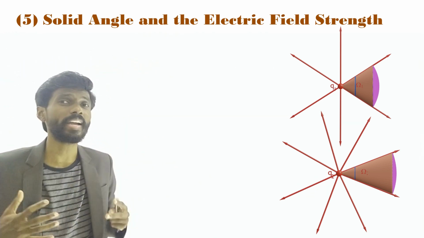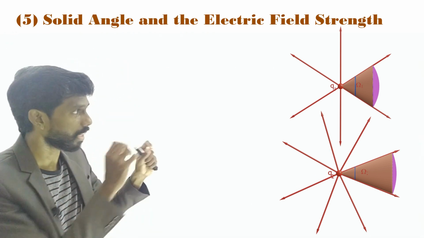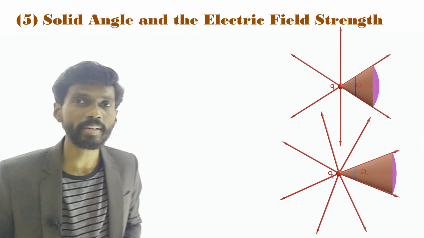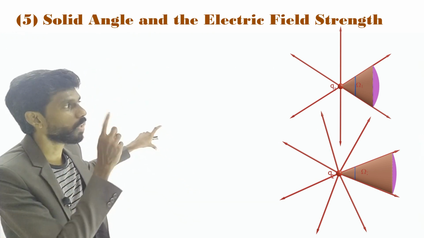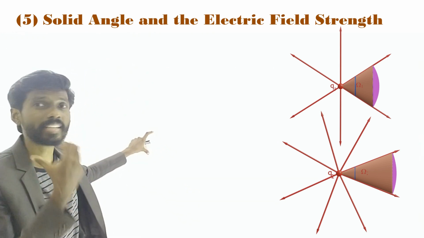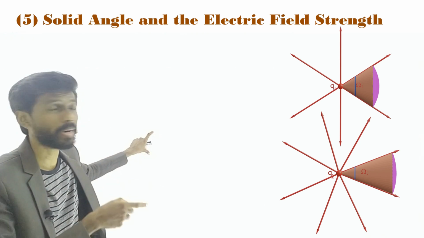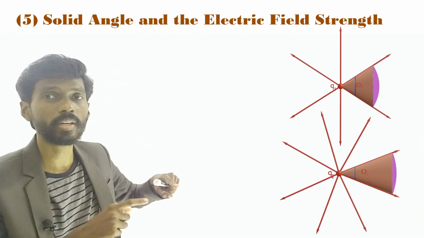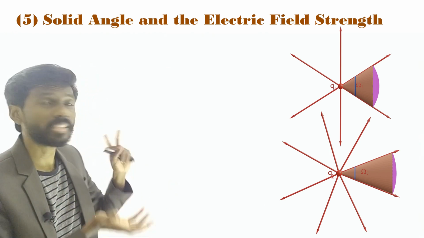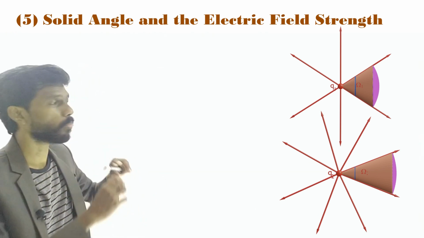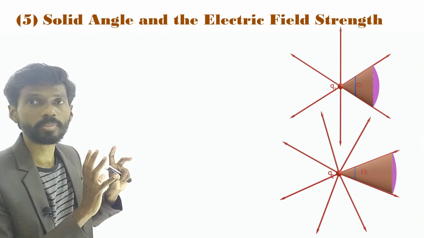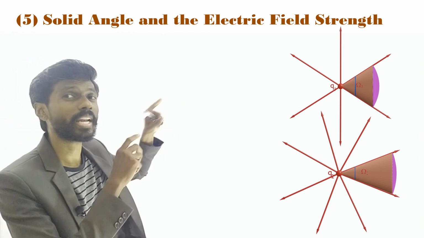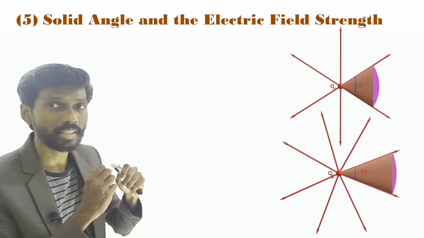Now we'll find a relation between this angle omega and the electric field strength due to these charges. So what is the relation? The first one has less electric field strength compared to the second one, but the angle is more. In the first case, the angle is omega 1, which is more than omega 2, but the electric field strength has an inverse relation. So the more the strength, the less is the angle. So the electric field strength due to Q1 is less, but the angle is more.